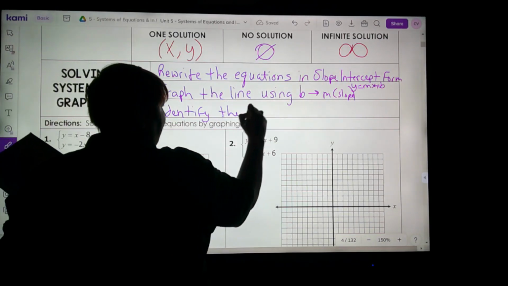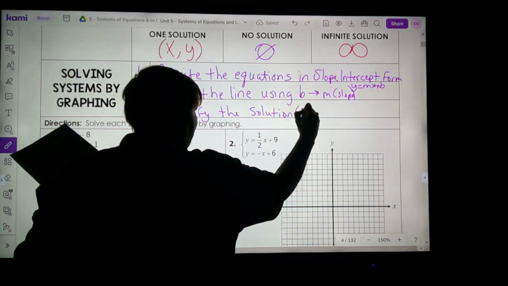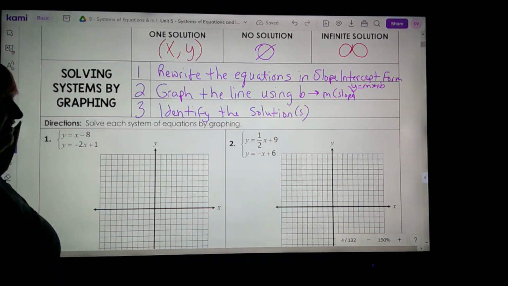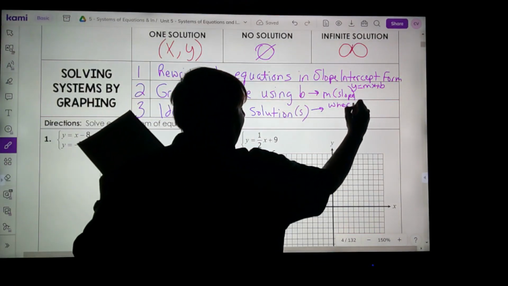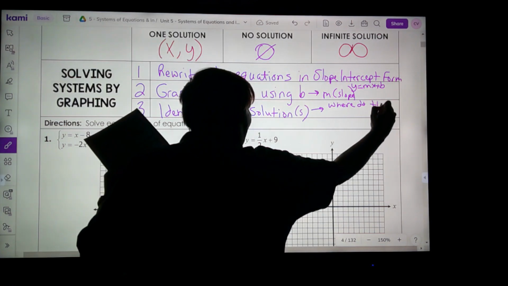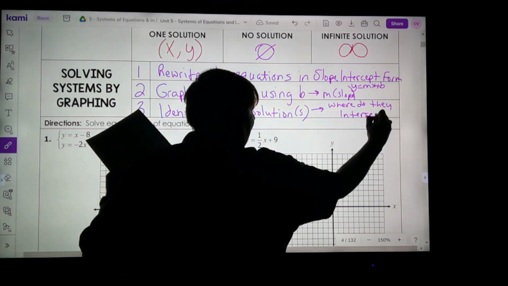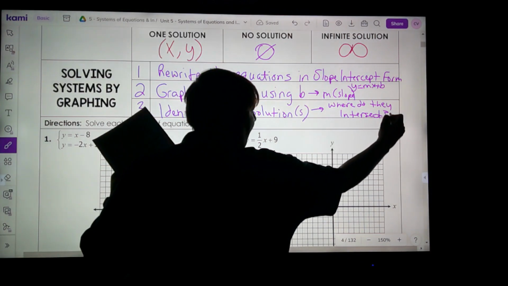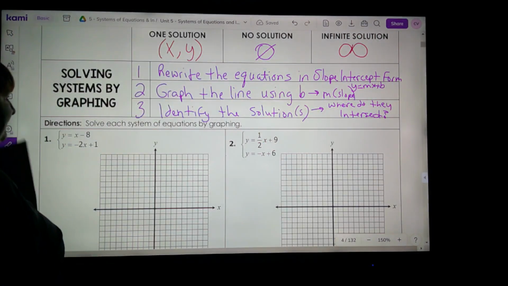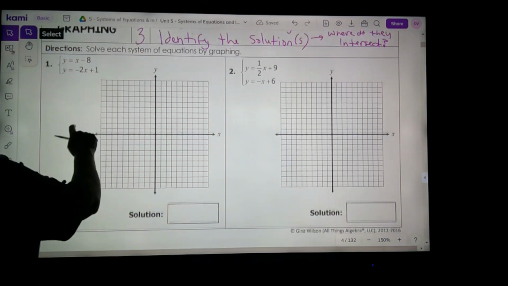Identify the solution or solutions. If it's infinity, right? Identify where they intersect. Where do they intersect? That's your question. We're graphing them to find out where they intersect. Solve each system of equations by graphing. All right, I'll do the odd, you do the even.